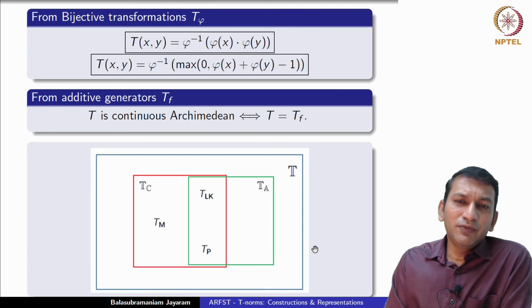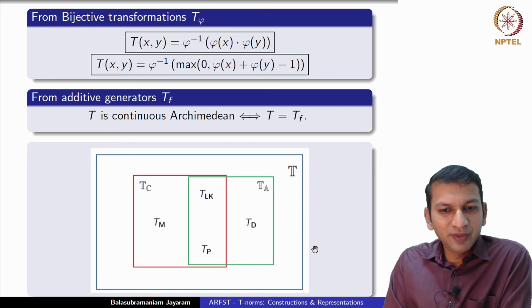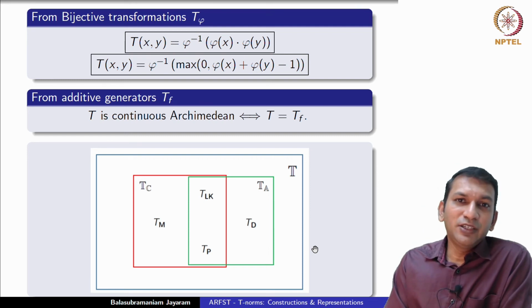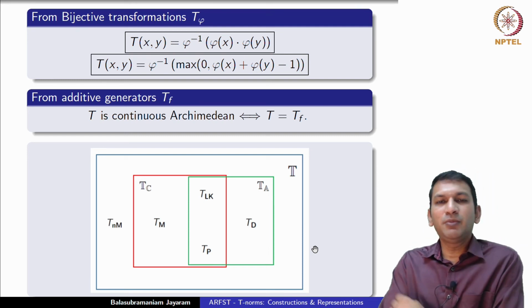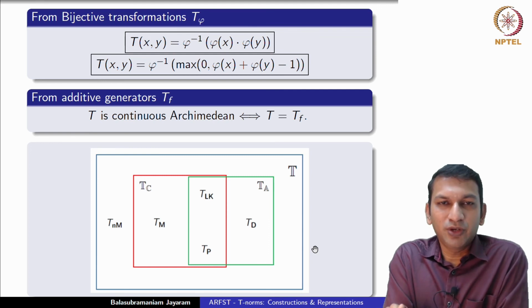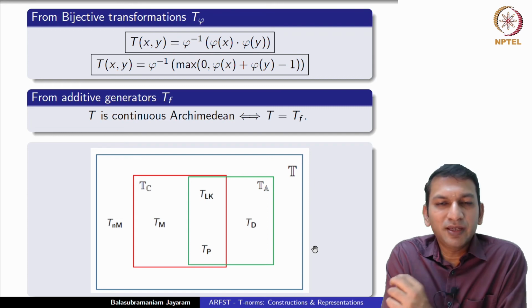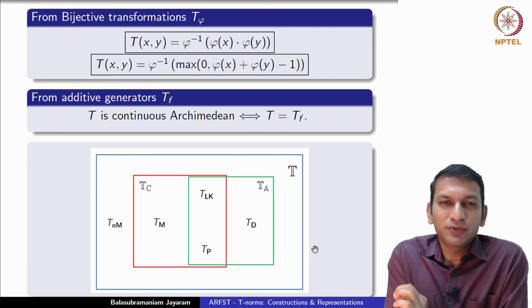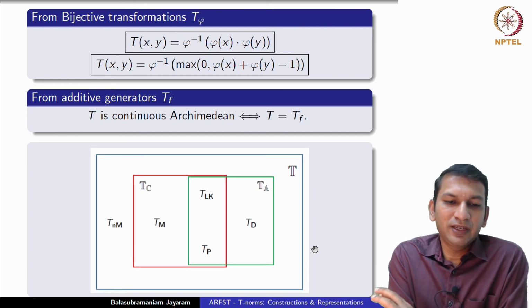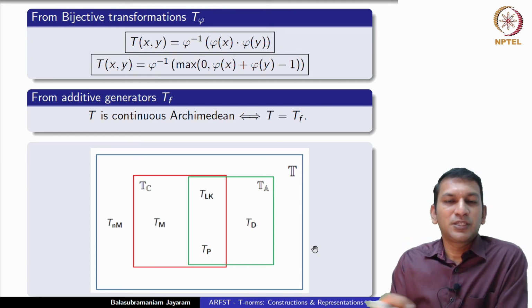Is there a T-norm which is Archimedean but not continuous? Yes, the drastic T-norm. Is there a T-norm which is neither continuous nor Archimedean? Yes, the nilpotent minimum. Because it is not continuous and it has an idempotent element, which means it's not Archimedean. So you see here, the 5 examples that we have taken actually capture different parts of the space of T-norms.